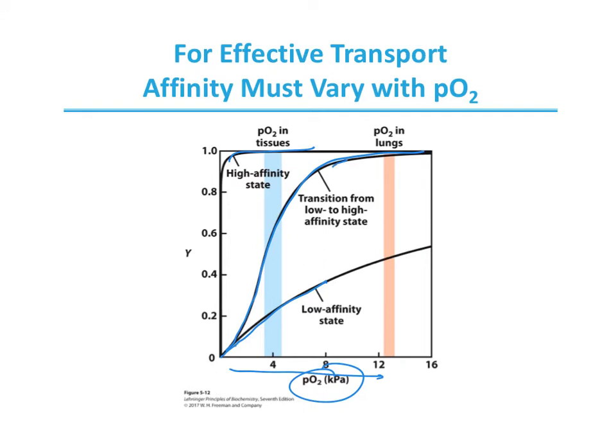And notice where this would line up with the tissues versus the lungs. In the tissues, we'd be in that low affinity state where you're releasing oxygen to the tissues. But then when we get to the pressure in the lungs, we're in that high affinity state where we want to bind oxygen from the lungs. So hemoglobin is a lot more sensitive to the small differences in oxygen concentration between the tissues and the lungs, and that's why it can bind in the lungs and release in the tissues.